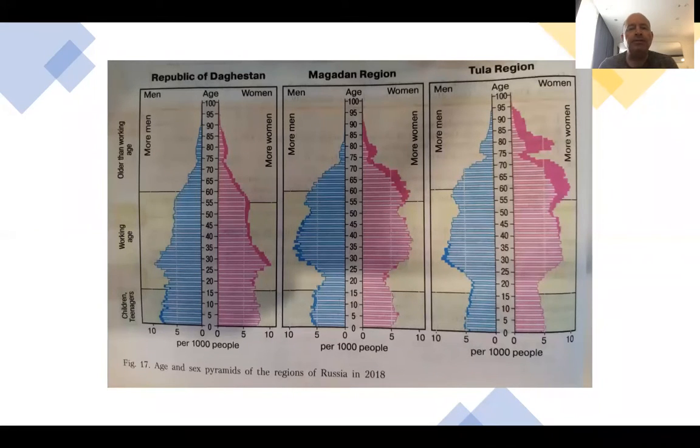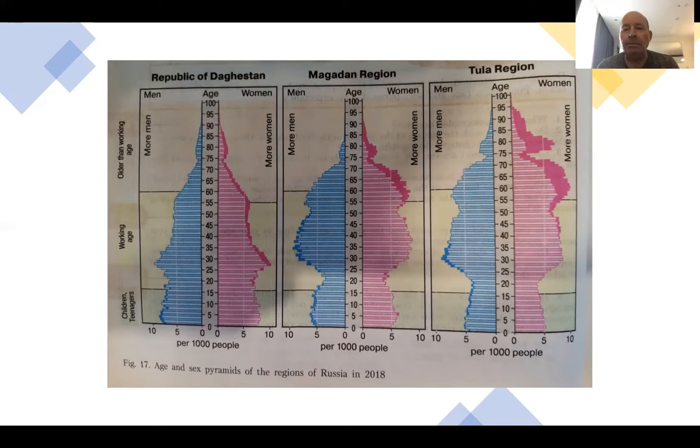So first of all, of these three regions, you might want to consider which of them is closest to the general population pyramid of Russia that I talked about in video number 1. Which population pyramid most closely resembles the population pyramid for Russia as a whole? And the answer is the pyramid of the Tula region. Like the general population pyramid of Russia, it has a relatively low birth rate, shown by relatively small numbers of people under the age of 20.